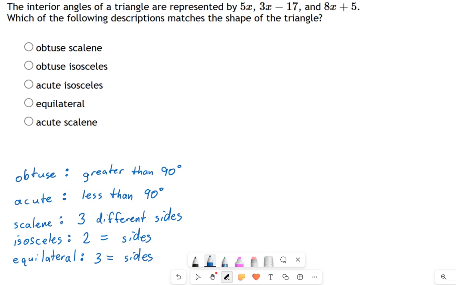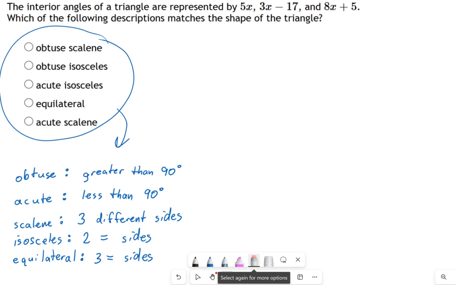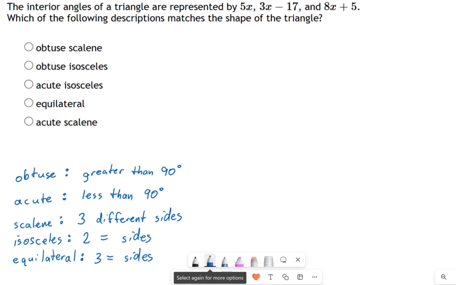I've put some definitions which I think are useful for this problem. See all these definitions right here? It'll help if you consider what they mean, right? Obtuse is greater than 90 degrees, acute is less than 90 degrees, and scalene is a triangle with three different sides, whereas isosceles and equilateral, I think those are the more commonly known ones. Isosceles means two equal sides, equilateral means three equal sides.